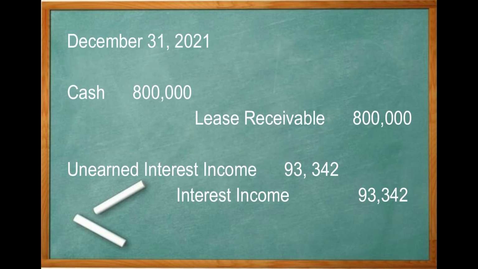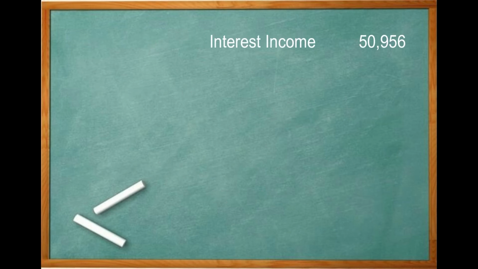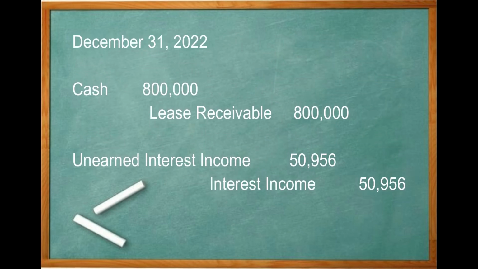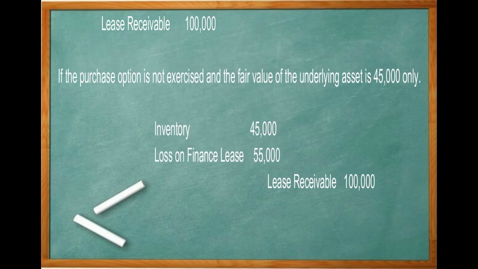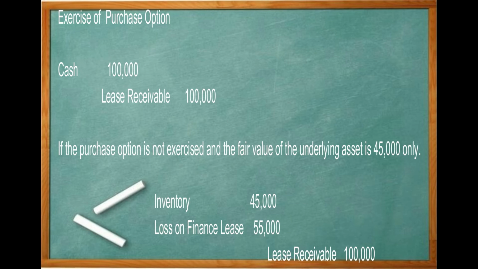On the next year, magre-record lang ulit tayo ng annual payment natin na cash, 800,000 at lease receivable na 800,000, unearned interest income debit, 93,342, at credit interest income, 93,342. On December 31, 2022, annual payment natin na 800,000, and then yung unearned interest income natin na 50,956, natin kakalimutang i-exercise ang purchase option. Cash, debit, 100,000. Lease receivable, 100,000.